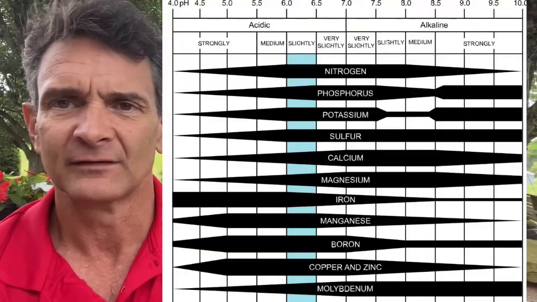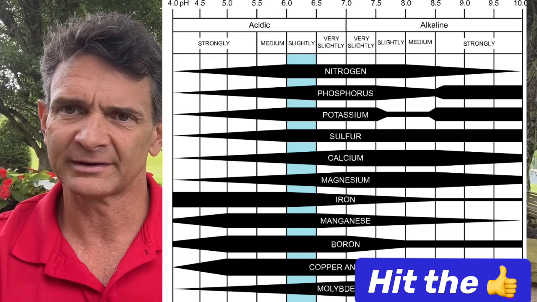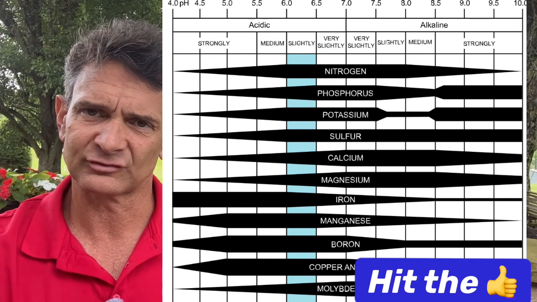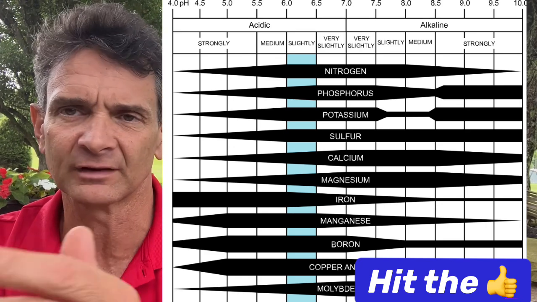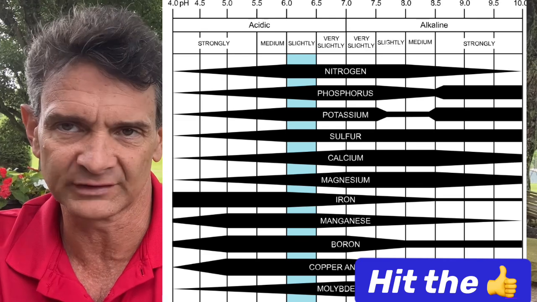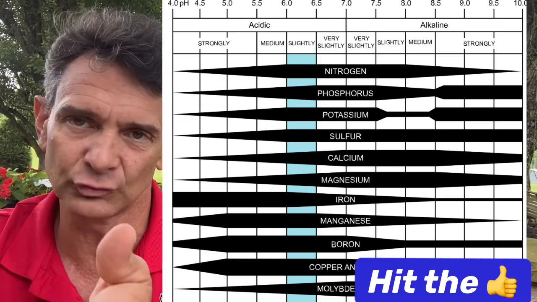Let me show you this chart. Okay, on your left is a soil pH of 4, on your right is a soil pH of 10. The pH scale goes from 1 to 14, 1 being acidic, 14 being alkaline, 7 is neutral.